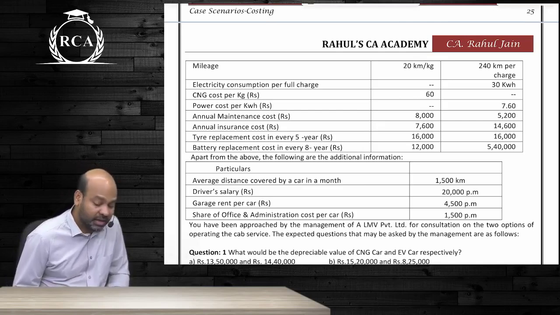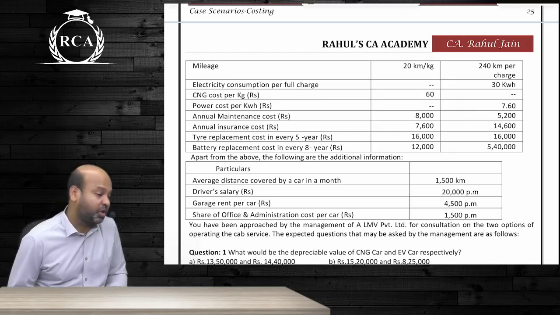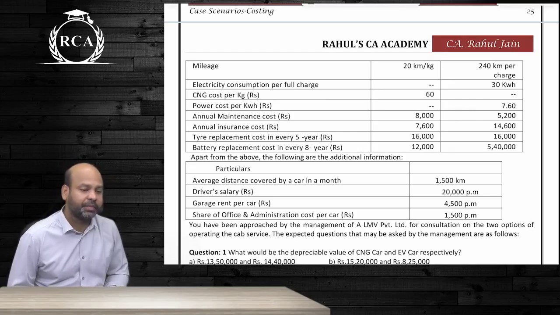75 kgs multiplied by 60 rupees, guys. What is the cost of gas? So this is the gas cost, guys, in respect of CNG.